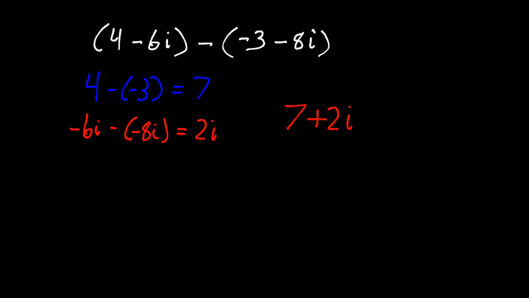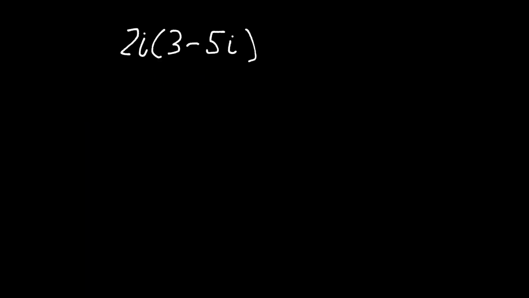Now to deal with multiplying complex numbers. It is not as easy as adding or subtracting them, but as long as we remember a couple rules, we should be just fine. So here we have 2i times 3 minus 5i in parentheses. We are multiplying an imaginary number by a complex number. And when we do this, we distribute just like we would if we were multiplying all real numbers.